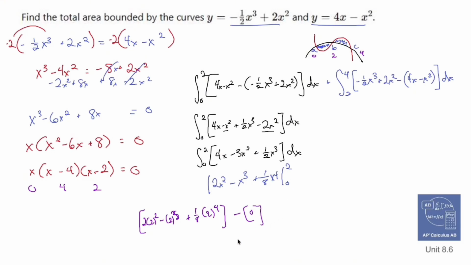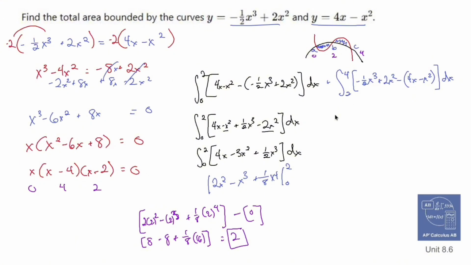So we'll leave that as that. Okay, let's make life easy. This will become 2 squared times 2, which is 8, minus 2 to the 3rd, which is 8. Oh, how about that? Plus 1/8 times 16. So we're just going to get 2. Look at that. So this little chunk right here is going to be 2.